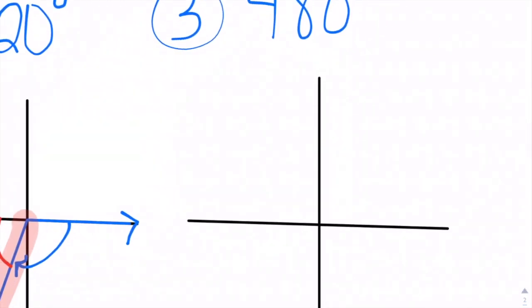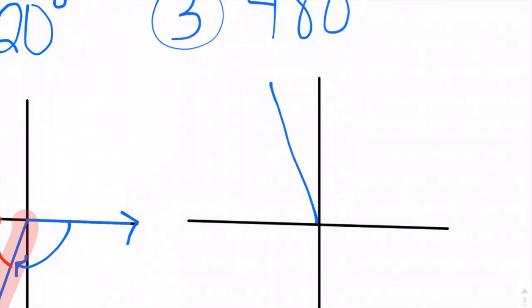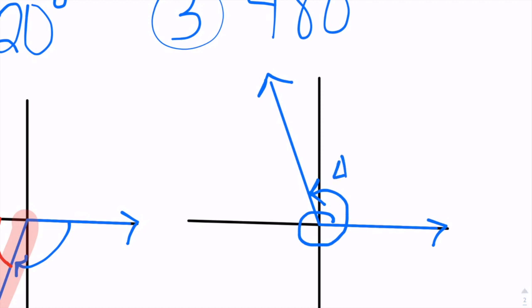And so 480 degrees, that's going to go 120 degrees past 360. So it's going to end right about here. It always starts here. But we're going to go 360 degrees and then the 120 degrees around. And so that gives us the 480 degrees that we needed to go.